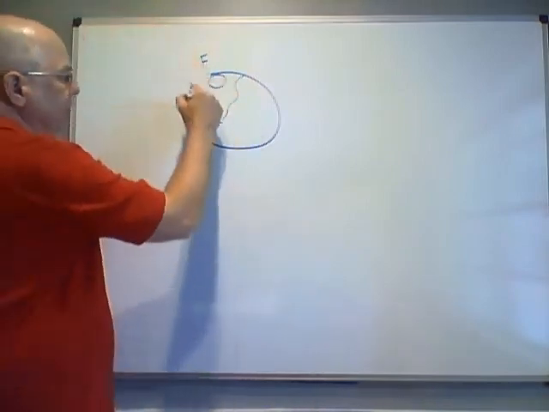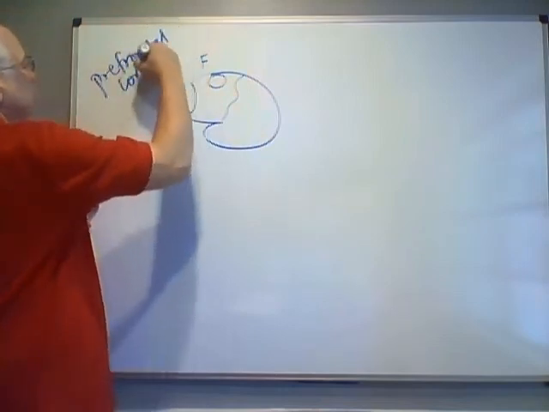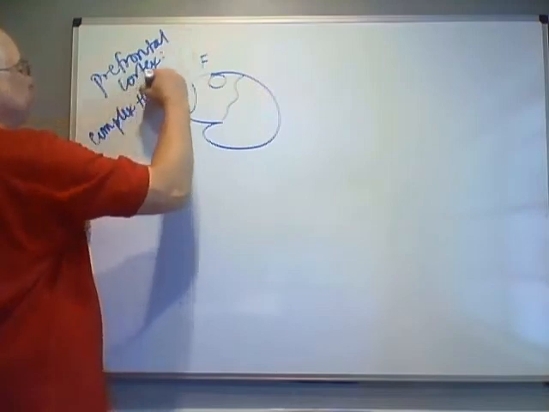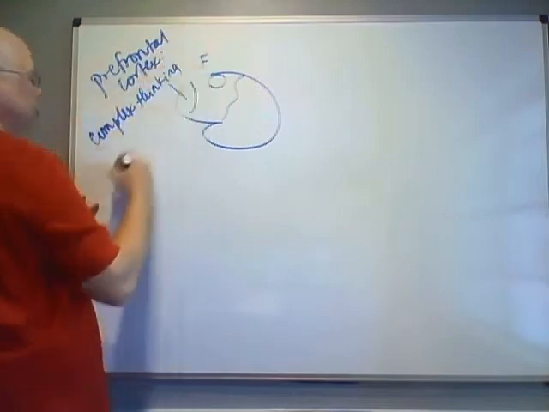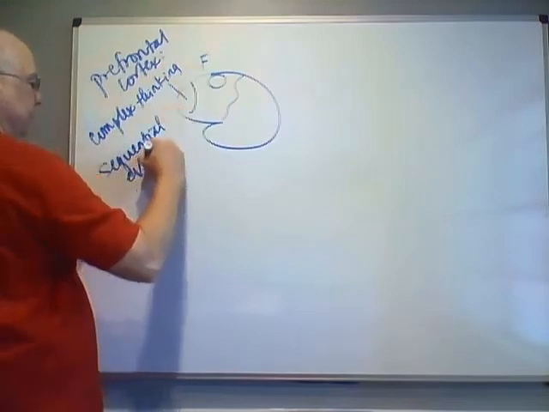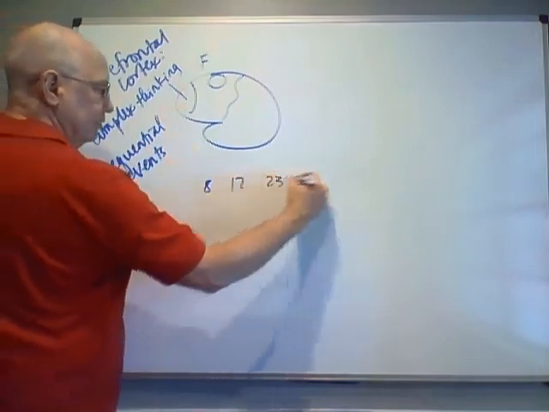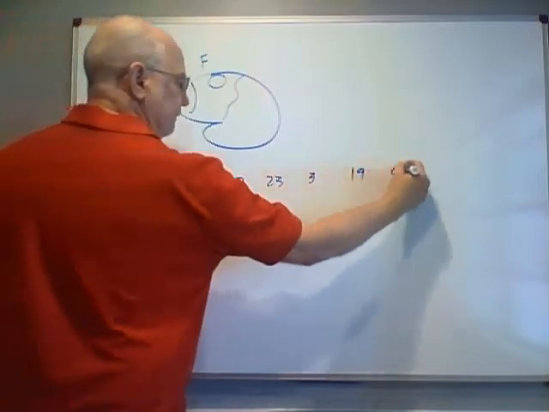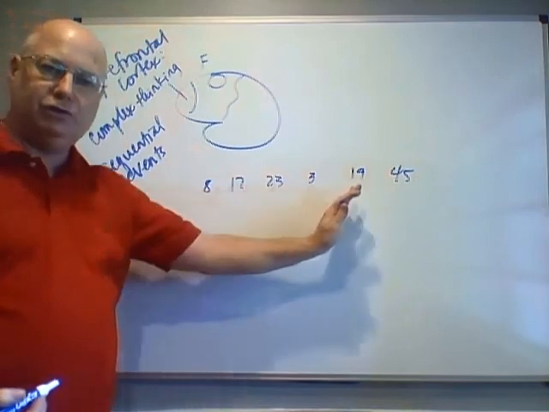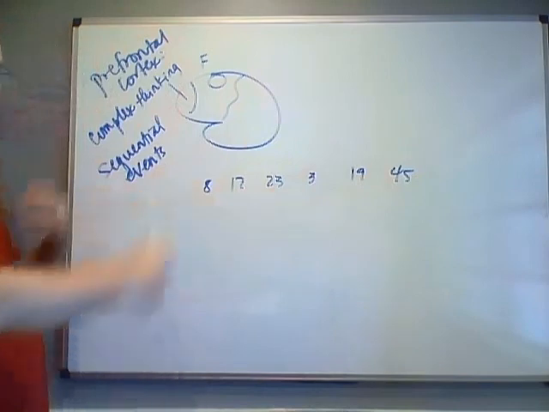But way up here at the prefrontal cortex, this is where we do some of our most complex thinking. This is where we do sequential events. So if someone gives you a whole bunch of numbers, and asks you to put them in order from smallest to largest or largest to smallest, you could rearrange these. That would be putting things in sequence.